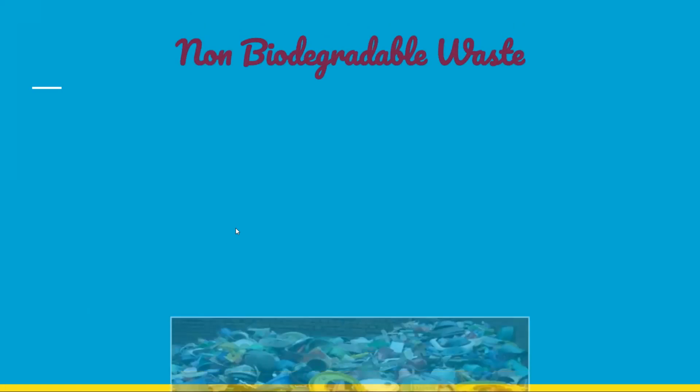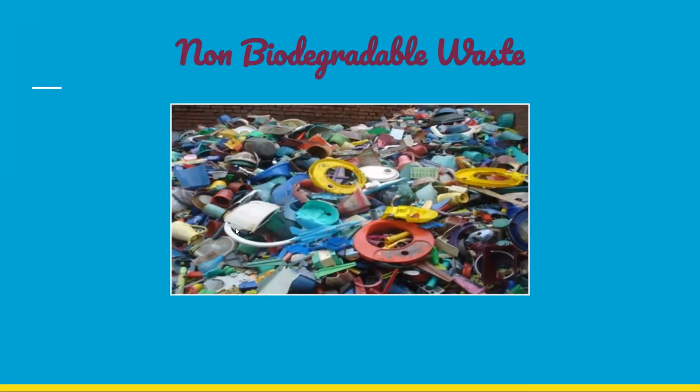Now come to the next topic. I'll show you some examples, already shown with this diagram. I'll show you these all things are non-biodegradable waste. Look here, the plastic bottles are there, irons are there, and metal, aluminium cans are also there.